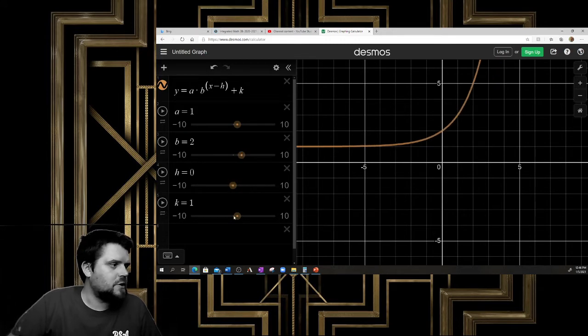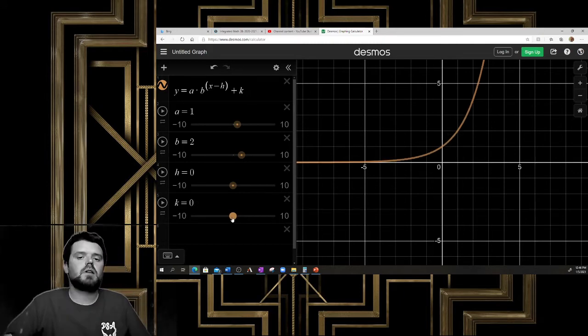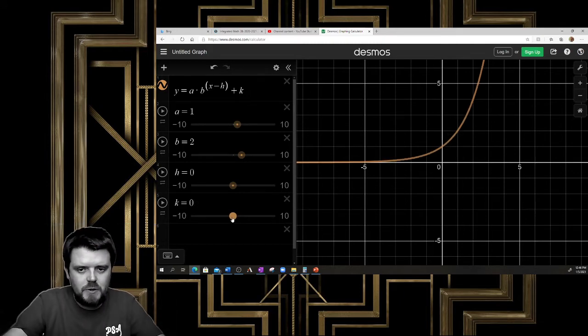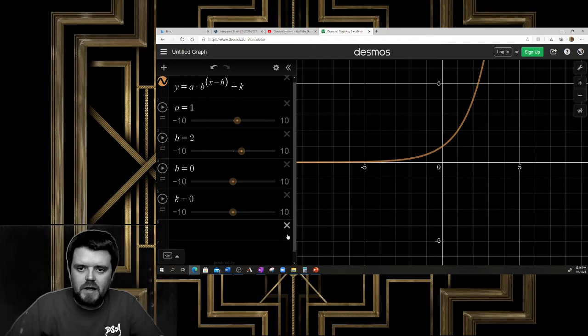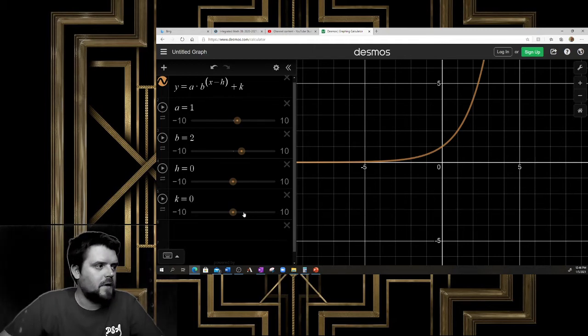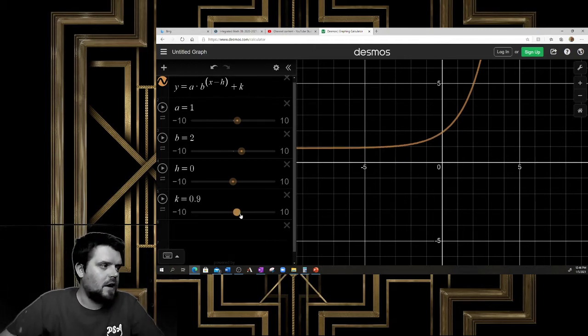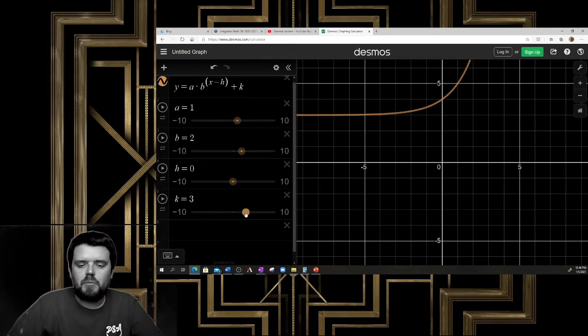So to start out, h and k, as always, any change that you're making to the outside of a function, k being on the outside, not next to your variable, will move your graph up and down. So if I wanted to move the graph up 1, then I would change this to be plus 1. And if I wanted to move it up 3, then I would change it to be plus 3.